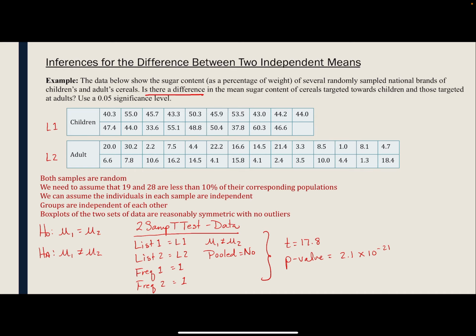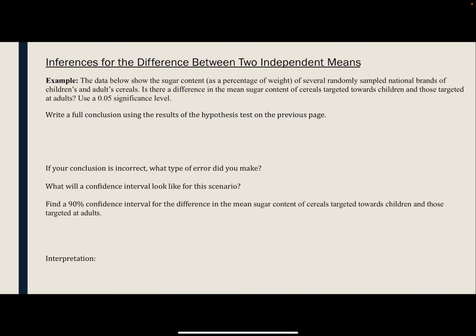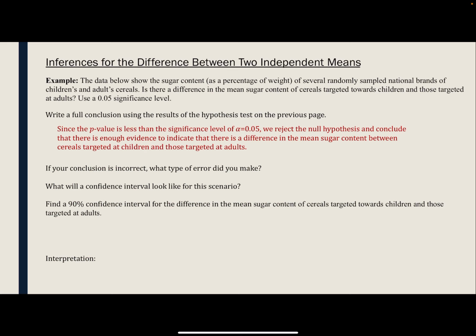So I didn't have enough room on the page to write the conclusion here. So when we go to write the full conclusion, because that p-value is so extraordinarily low, we know that it's lower than any significance level that we would ever choose. So we would say that since the p-value is less than the significance level, we reject the null hypothesis and conclude that there is enough evidence to indicate that there is a difference in the mean sugar content between cereals targeted at children and those targeted at adults. So the question is, if there's a difference, what is the difference?